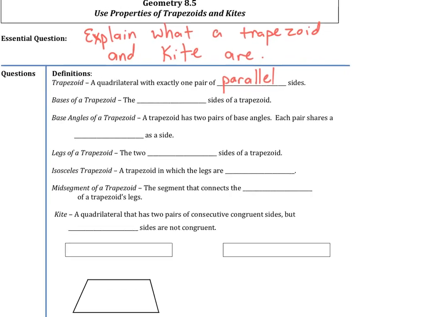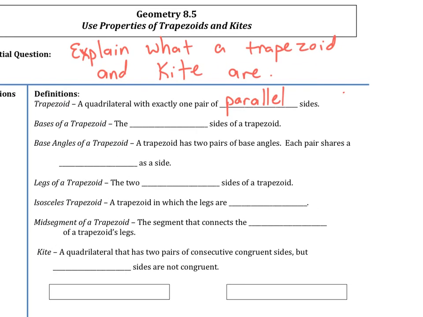So it looks something like this. I'm going to zoom in. A picture would be parallel, parallel, and the other two sides are not parallel. So that would be a trapezoid. The bases of the trapezoid are the parallel sides. So right here would be one of the bases, and the bottom is the other base.